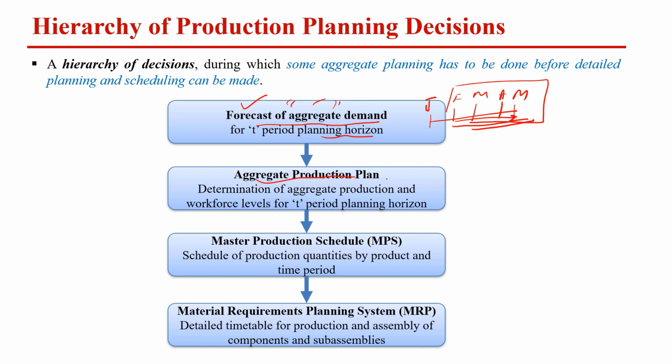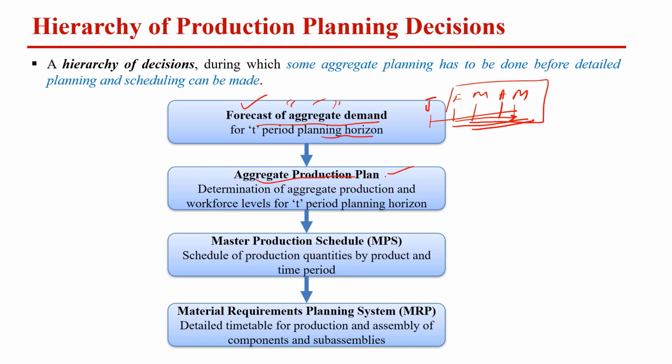What would be the workforce level we have, which means how many workers we are going to need in that particular month, and how many workers we need to fire if we have an excess of workers. So that is the usual decision in aggregate production planning.